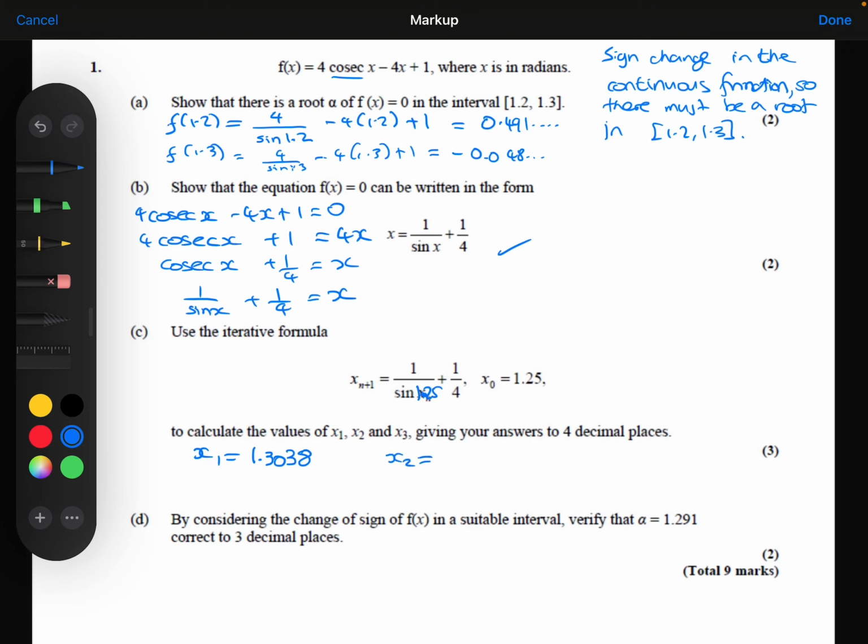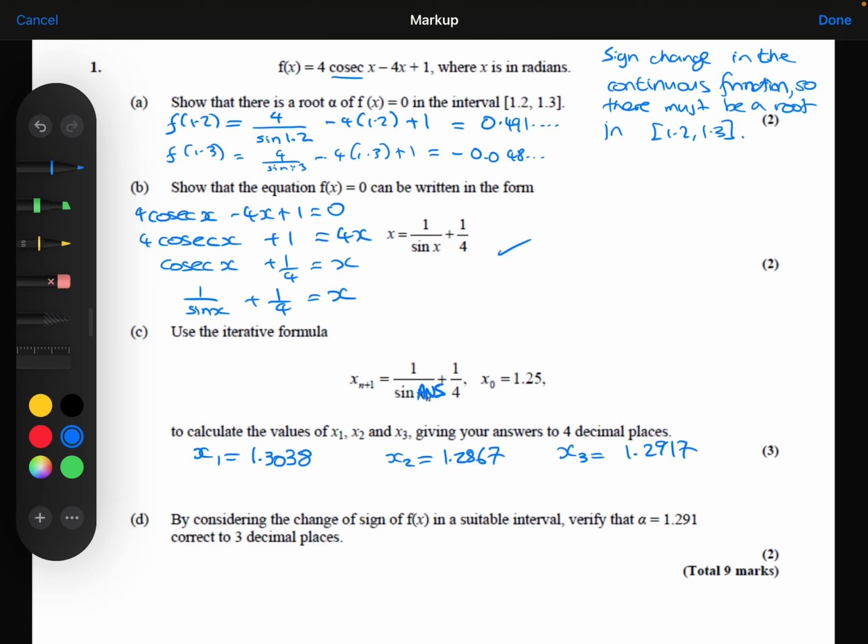To get x2, I'm going to take the x1 answer and substitute that into my formula. So I'm doing 1 over sine answer plus 1/4, which gives 1.2867 to 4 decimal places. And then I'll do this one more time for x3. So just pressing equals, 1 over sine answer plus 1/4, and I get 1.2917 to 4 decimal places.